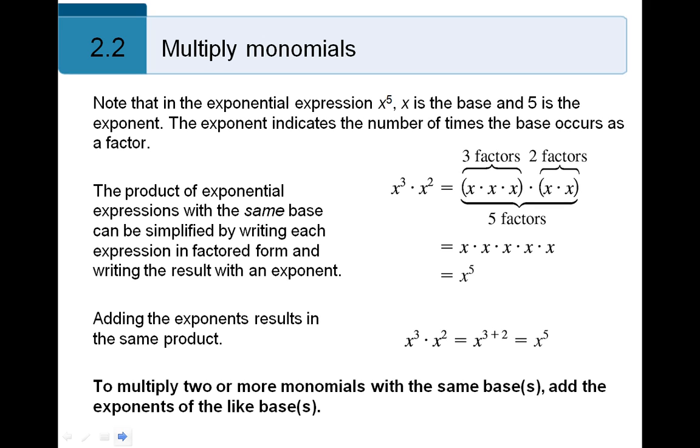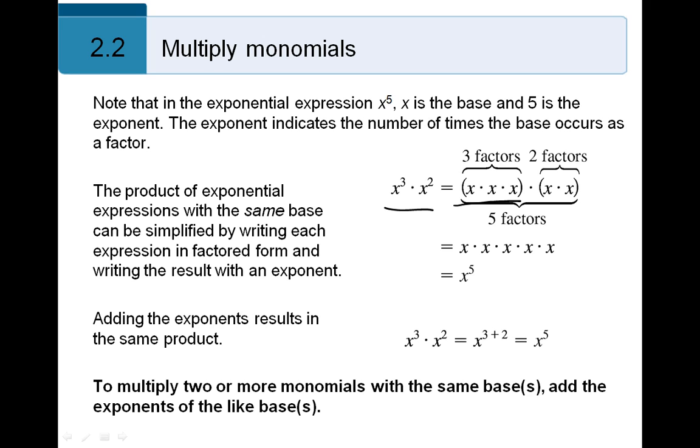Note that in the exponential expression x to the 5th power, x is the base and 5 is the exponent. So the exponent indicates the number of times that the base needs to multiply by itself. So notice below here we have x to the 3rd power times x to the 2nd power. Well, if we expand x to the 3rd power, we could think of that as being x times x times x.